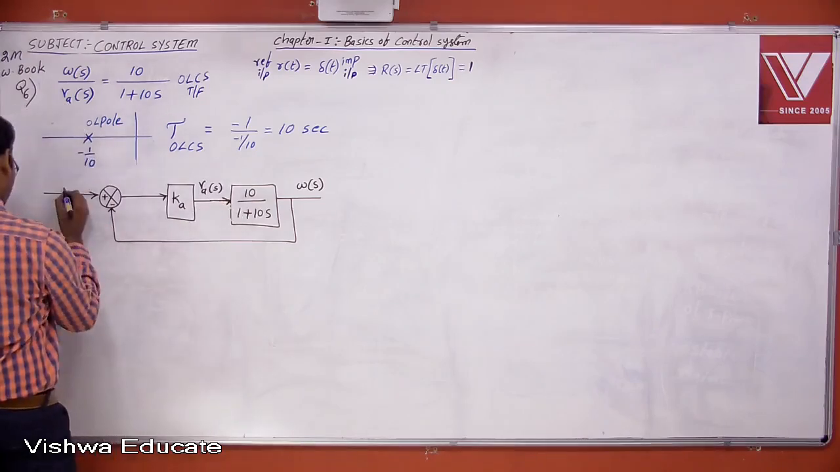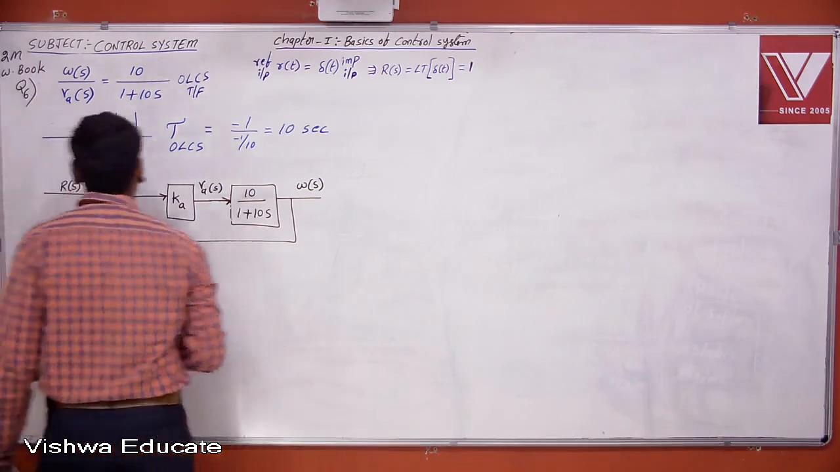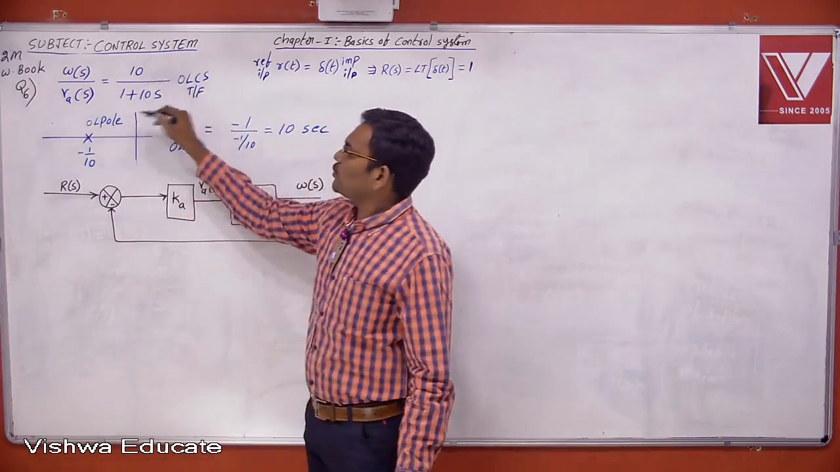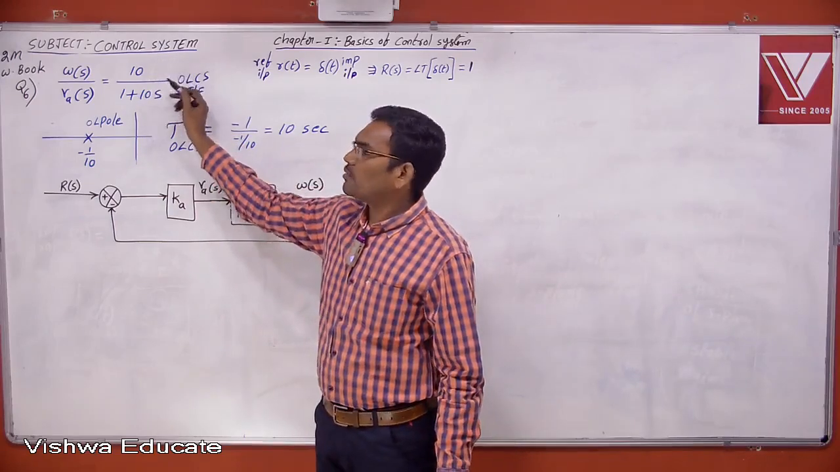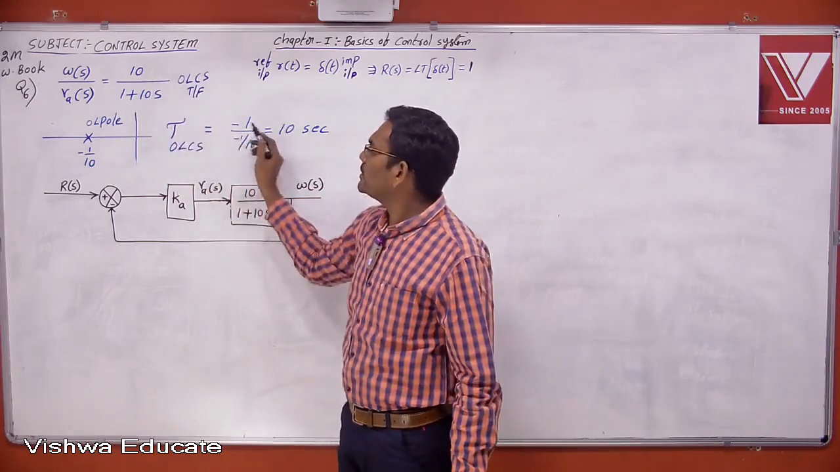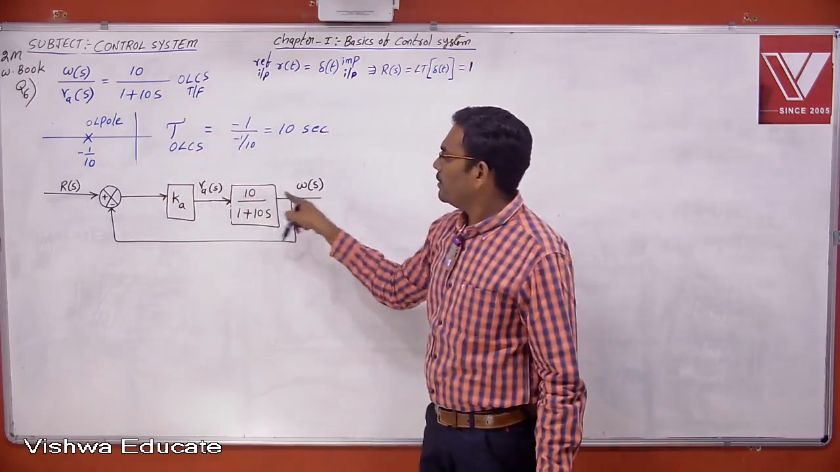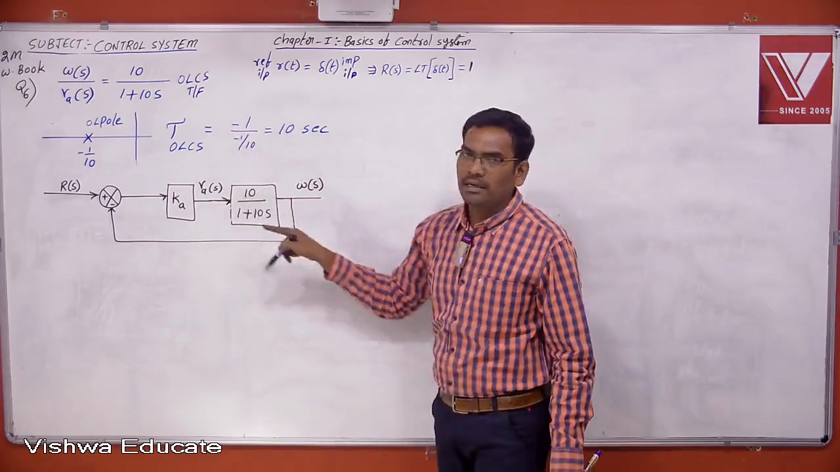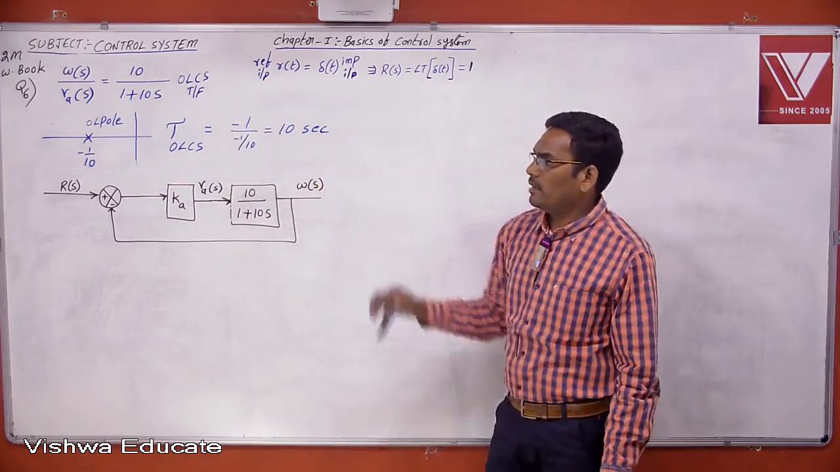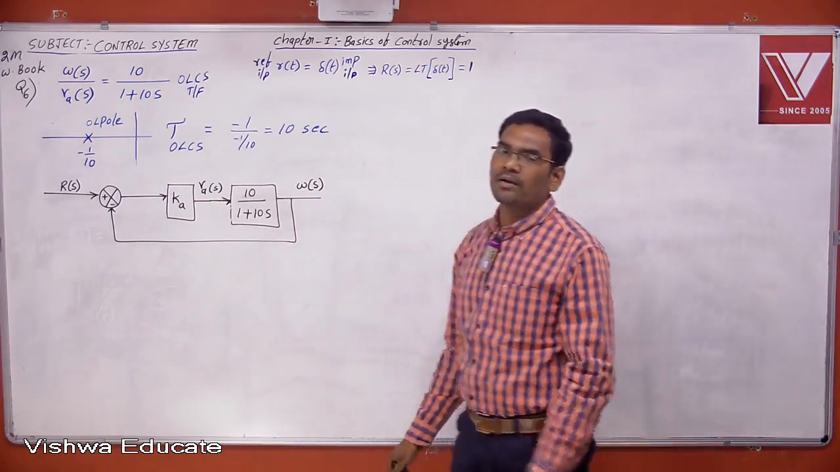See here, this is the open loop transfer function of the open loop control system, whose transfer function is given, and this is the time constant. This transfer function is converted into feedback. Now he is giving a unity feedback, and it is converted into feedback like this. Therefore, now he is asking the time constant of the closed loop control system.